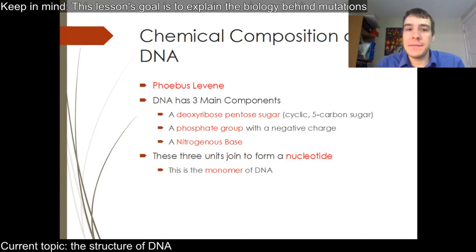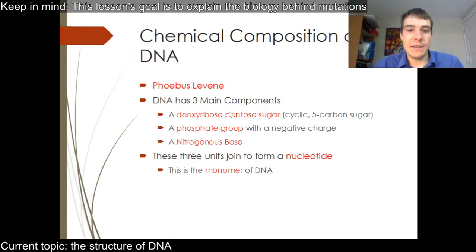So, chemical composition of DNA. This was a guy, Phoebus Levene, which is a wonderful name. Next time you're making a fantasy character, like some kind of archer or something, name him Phoebus Levene. Great name. He figured out that DNA has these three main components. He was able to separate the big giant molecule of DNA into a sugar, a phosphate, and a nitrogenous base. He just did this with chemistry.